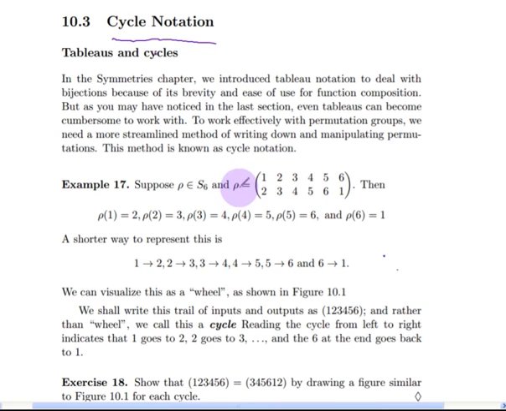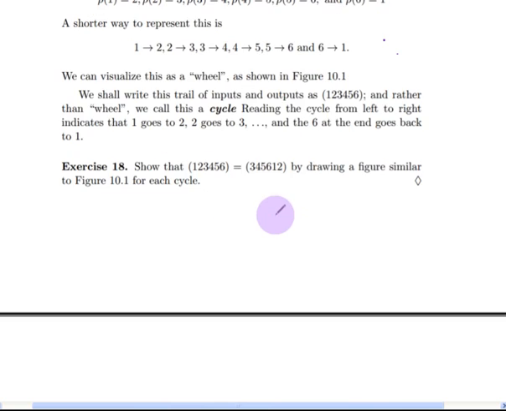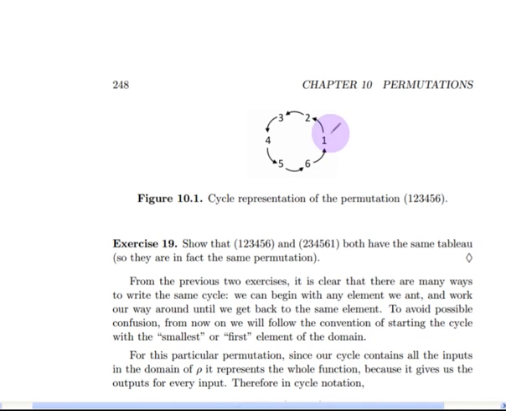Now you see here is a permutation in S6, the permutations on 6 letters. And we know the tableau notation, 1 goes to 2, 2 goes to 3, and so on. Now if you think about this, 1 goes to 2, 2 goes to 3, 3 goes to 4, 4 goes to 5. I could draw arrows like this. And actually I could put these arrows together. If I put 1, 2, 3, 4, 5, 6.